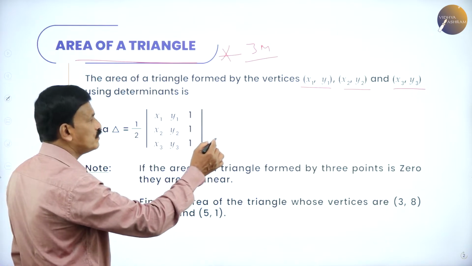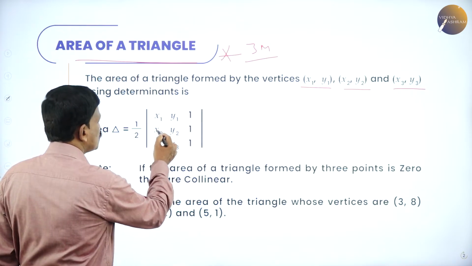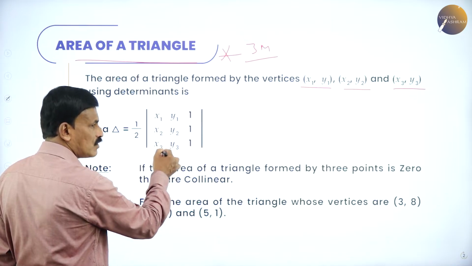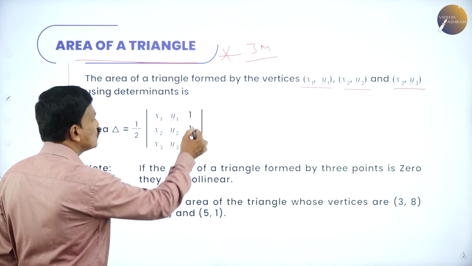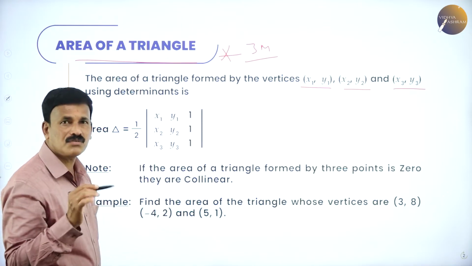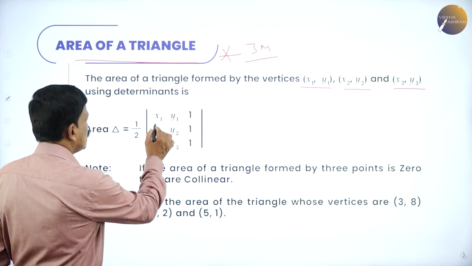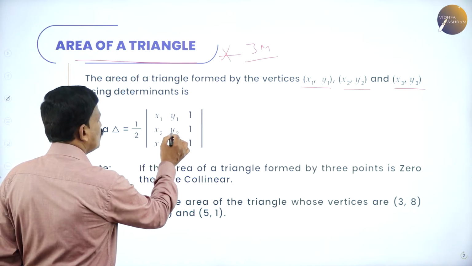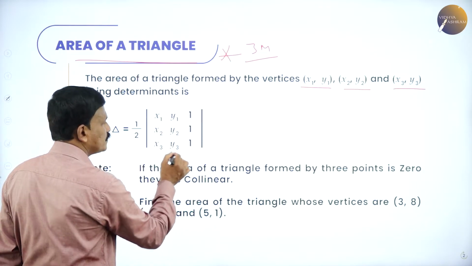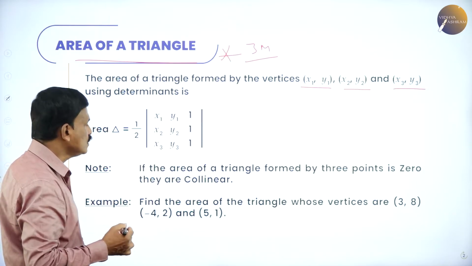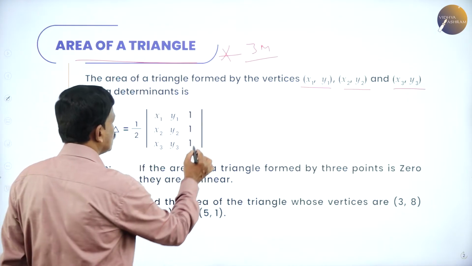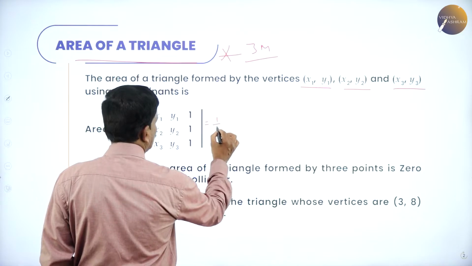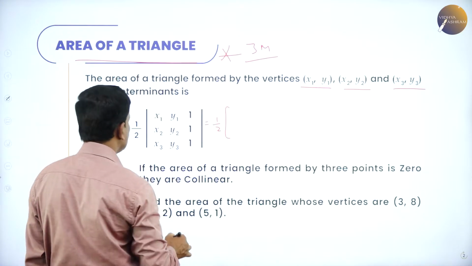In the determinant, write down the coefficients x1, x2, x3 in the first column, y1, y2, y3 in the second column, and the third column is constant, 1, 1, 1. So, x1, x2, x3, y1, y2, y3, 1, 1, 1. This is the formula we are going to use to find the area of a triangle. So, this is equal to 1 by 2, you just keep 1 by 2 as it is.